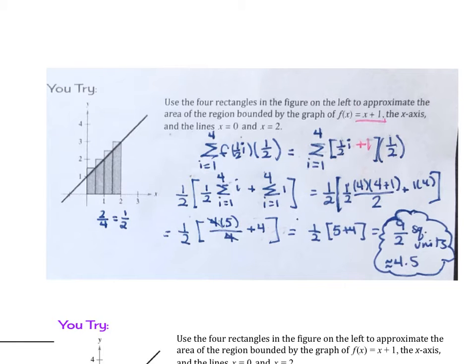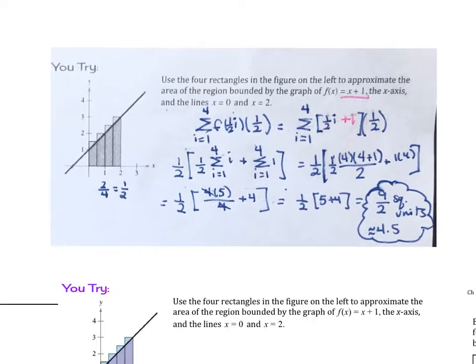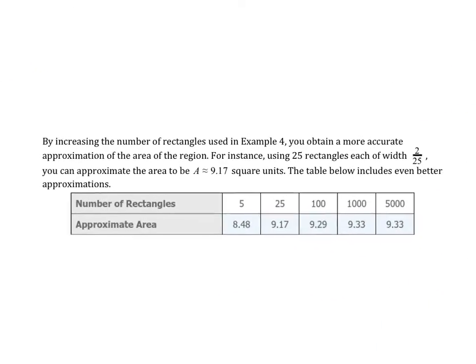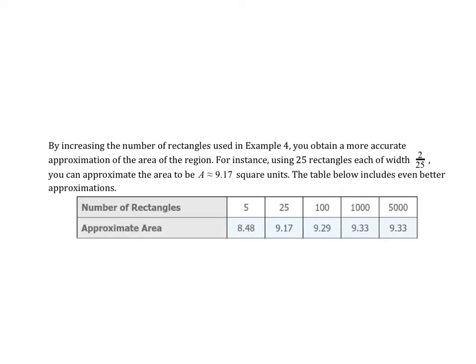So in the last video, we used specific rectangles in order to approximate the area of a region. Now, one thing to note is that if we increase the number of rectangles, so what we did in example 4, you could obtain a more accurate approximation of the area of the region. So for instance, if we instead use 25 rectangles, each of a width of 2 over 25, you can approximate the area to be 9.17 square units. And so notice if we did 100, 1,000, 5,000, we would get closer to the area under that curve.